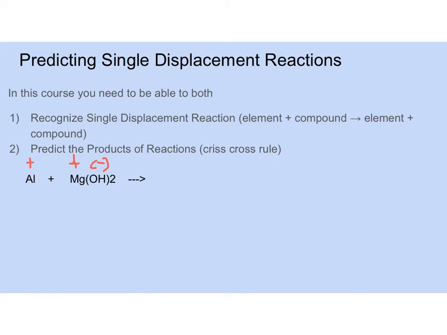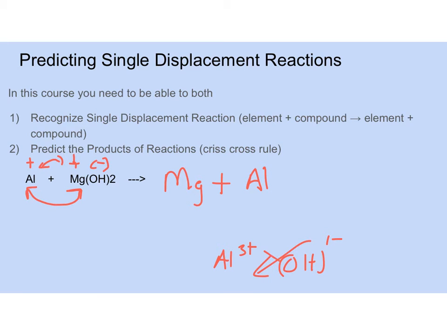So I know in this case, what's going to happen is the aluminum and the magnesium are going to switch because they're both positives. And if the aluminum and magnesium switch, then I know I'm going to get magnesium on its own. And then I'm going to have aluminum and hydroxide bond together. But I have to make sure I form it properly. So I have to say, okay, aluminum is 3 plus. Hydroxide is 1 minus. If I do the crisscross rule, I'm going to get Al1 OH3. And that is finishing out the reaction.